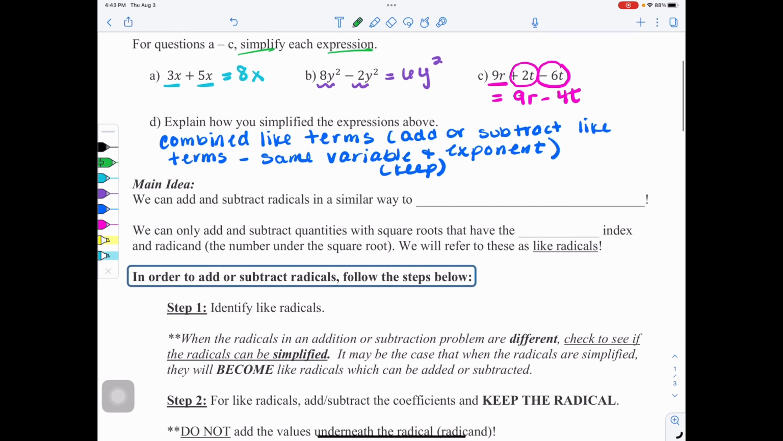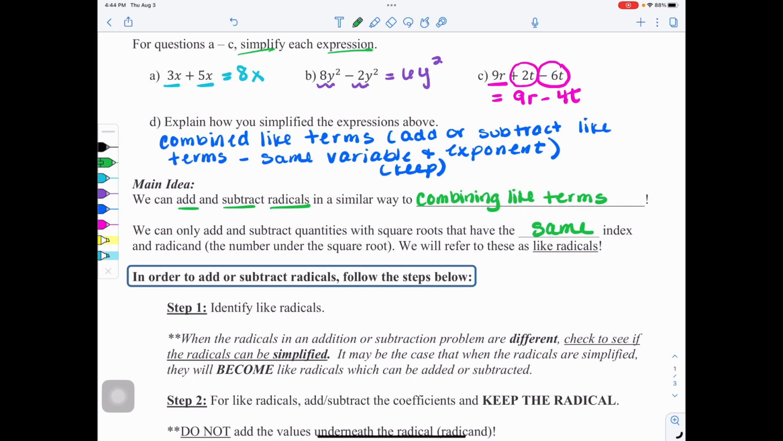For the main idea, we can add and subtract radicals in a similar way to combining like terms. We can only add and subtract quantities with square roots that have the same index. So this is kind of your vocabulary from the prior lesson that we'll talk about. And it's similar in the fact that you're looking for like things. So underneath, we are now going to refer to this as like radicals.